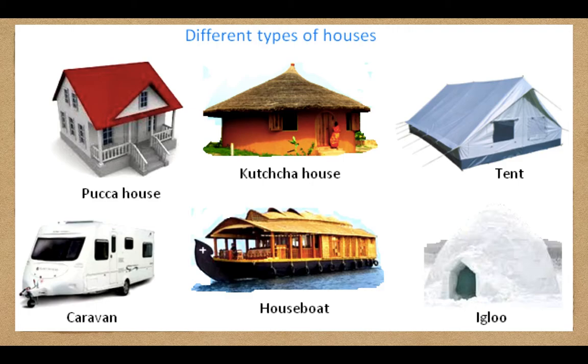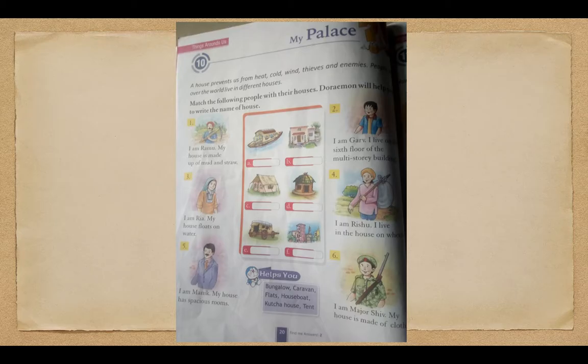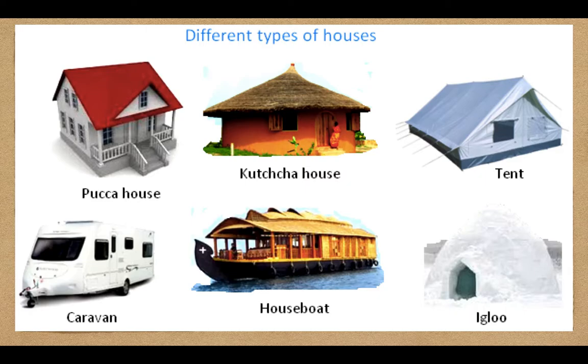That was your page number 20. So the first one is made up of straw, and this type of house is used by the farmer. Then there is a child called Garv. He is living on the sixth floor. It is a multi-story building, so immediately it will come to our mind that it is flats, right? Then I am Ria. My house floats on water. As we just showed, the house which floats on water is a houseboat, right?